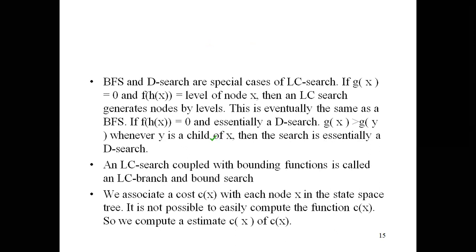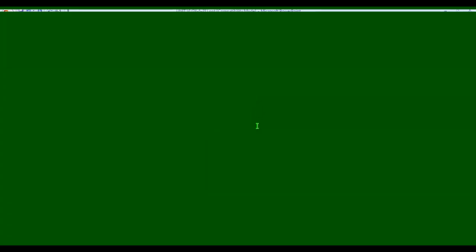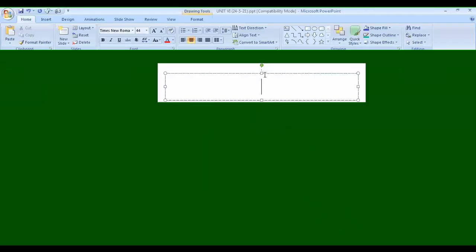Breadth first search and depth first search, which you already know as graph search strategies, are special cases of the least cost search.